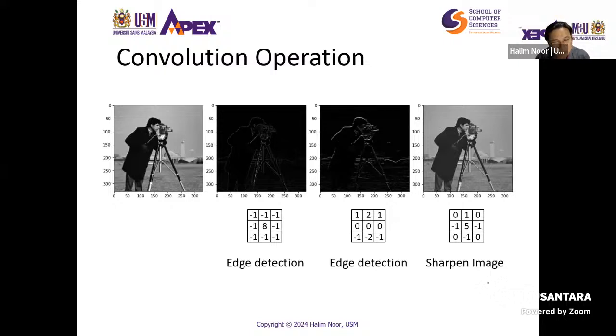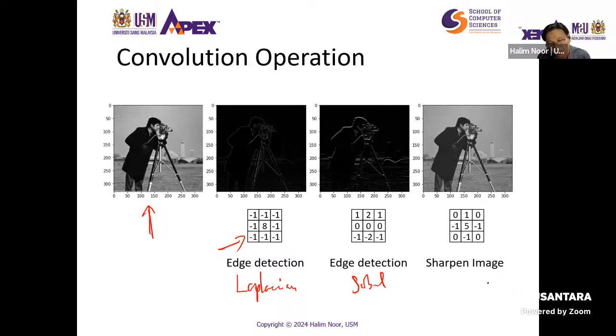So to give you some more ideas what convolution can do, this is an example of using a real image. This is quite a popular image in image processing. We have these filters. Filter 1 is the Laplacian filter. The second one is a Sobel filter. This is a Laplacian, and this is a sharpen filter.